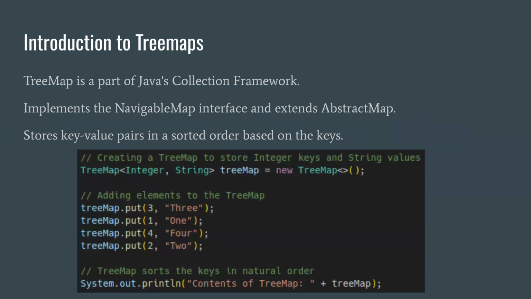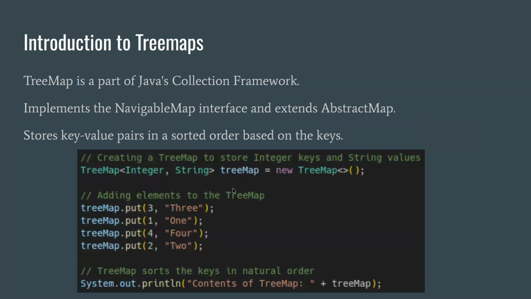Tree maps, unlike hash maps, which do not guarantee any order of their elements, and linked hash maps, which maintain elements in the order they were inserted, keep their entries sorted according to the natural ordering of their keys or by a comparator provided at map creation. So this sorting makes TreeMap an excellent choice for various real-world applications where order matters.